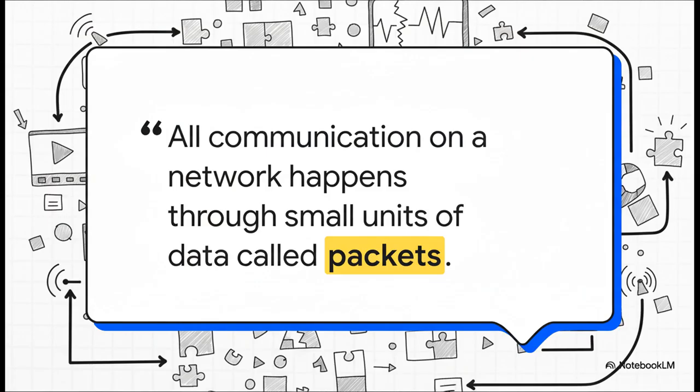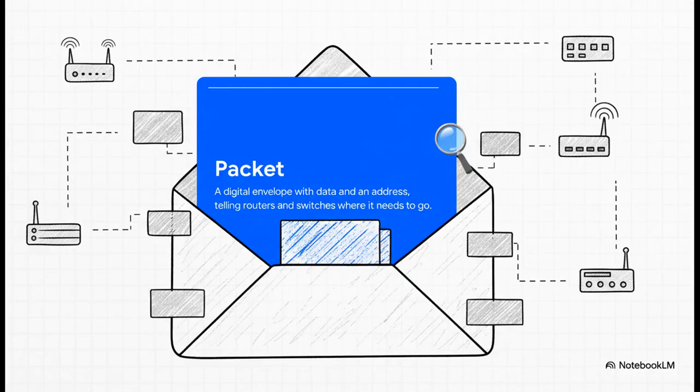It takes everything, your video, your emails, your Google searches, and it breaks it all down into thousands of tiny, manageable little pieces. And these pieces are called packets. You can think of each one as a single piece of a giant puzzle. And this is the perfect way to think about it. A packet is basically a digital envelope. Inside is a little chunk of your data, that's the letter itself, but on the outside you've got the addressing information. And that address, that is the only thing the routers and switches care about. It tells them exactly where to forward that little envelope next.